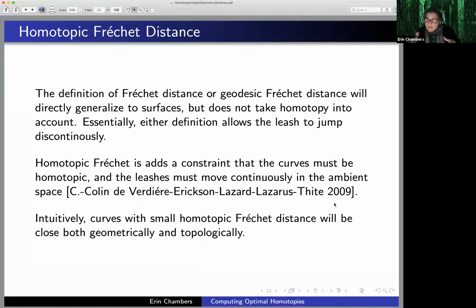Intuitively, let me hand wave a little bit. What we thought was that since Fréchet distance turns out to be pretty good in Euclidean space, this might be a natural way to combine geometry and topology, right? To enforce topological similarity, but then to use the geometry of the underlying space to quantify the similarity.